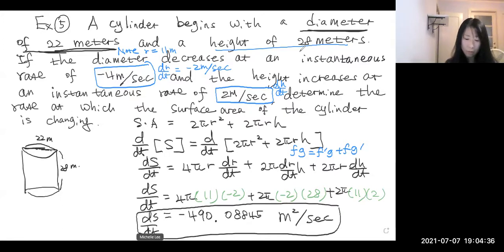cm is not m. This is m, meters. But for the homework, it depends on the individual. Let me erase.